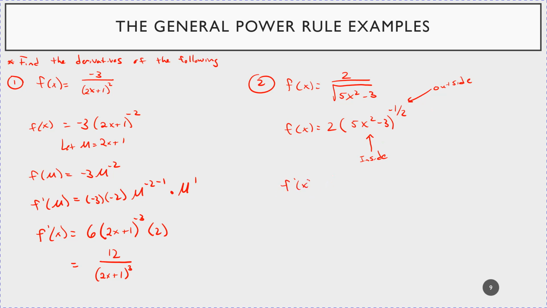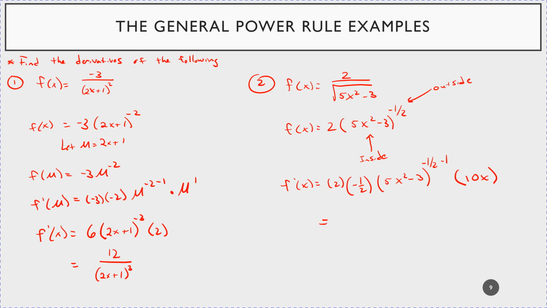So f prime of x is equal to, all right, this constant's not going anywhere, it's staying there. So there's that 2. So take the derivative of the outside. So bring the negative 1/2 down, leave the inside alone, and you have minus 1/2 minus 1 times, and then you take the derivative of the inside, okay? So 5x squared, the derivative of that is just 10x, and then the minus 3, that's 0.